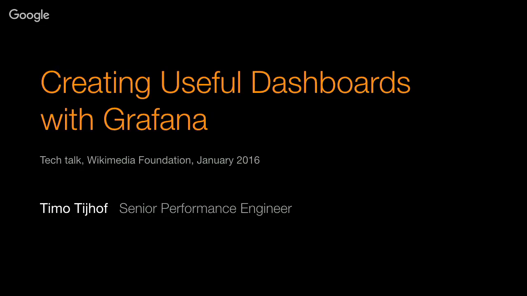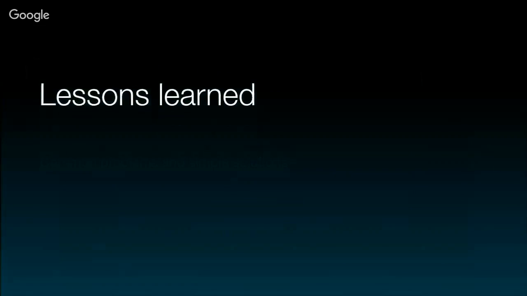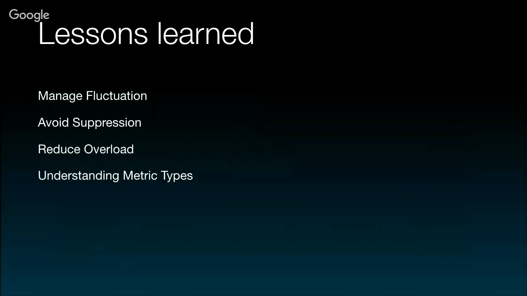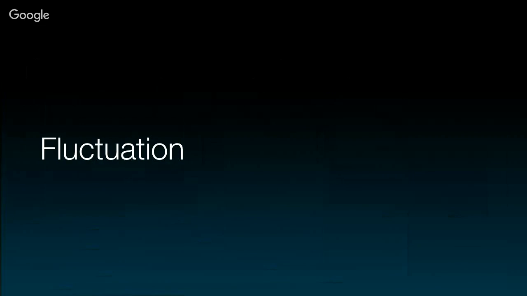So let's get started. I'm framing this talk in the concept of various lessons that I've learned, in the performance team and before that, using real-world examples, all of which are up publicly on grafana.wikimedia.org. We'll start with managing fluctuation. This is the rough overview of what I'm going to talk about. I have 5 subjects to cover, and we'll talk for about 30 minutes, and then we'll leave it to questions. So let's start with fluctuation.